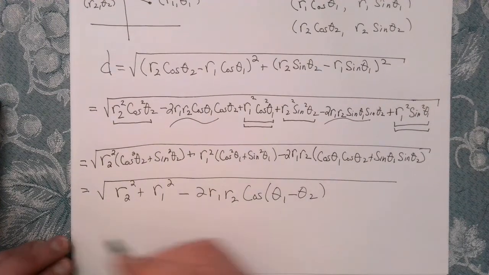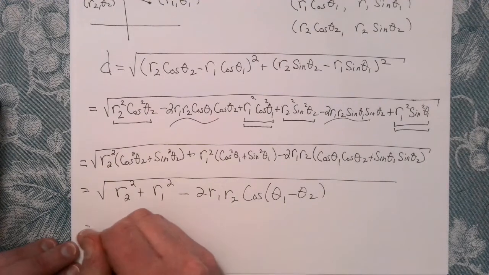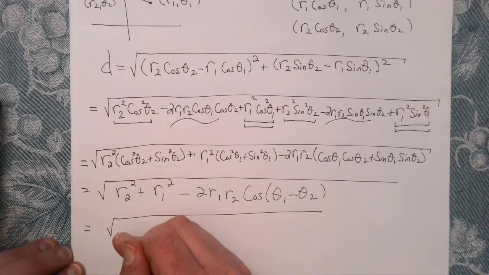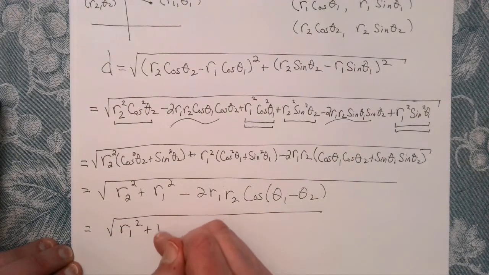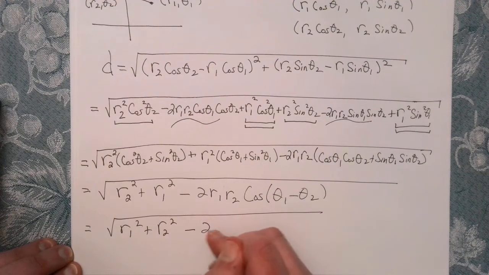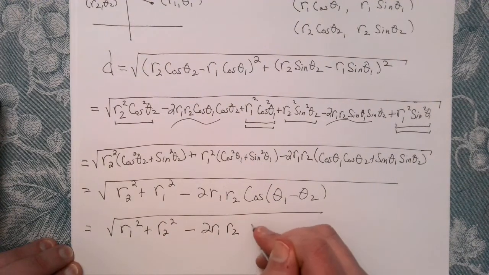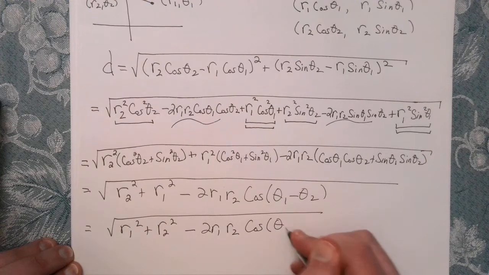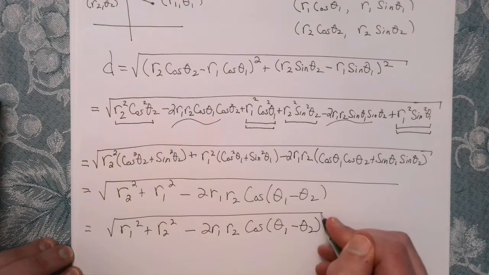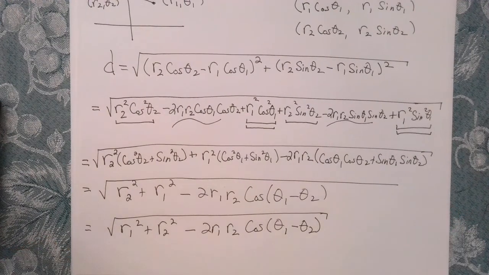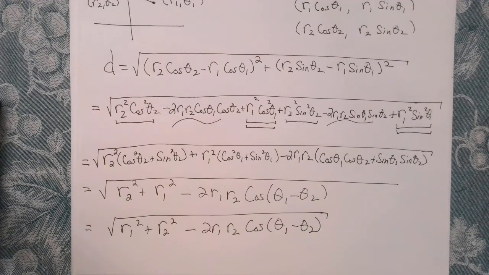And then we could just write this with the r1 squared first. That seems really nice. And here is our polar distance formula. So this will give you the distance between 2 points that are expressed in terms of polar coordinates. Okay, so that's method 1.